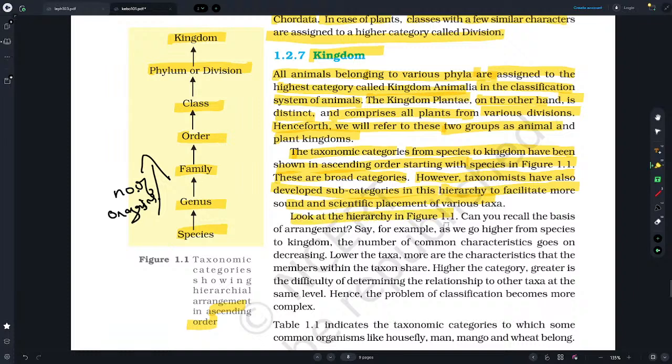Look at the hierarchy in figure 1.1. Can you recall the basis of arrangement? Say, for example, as we go higher from species to kingdom, the number of common characteristics goes on decreasing. Lower the taxa, more are the characteristics that the members within the taxon share. Higher the category, greater is the difficulty of determining the relationship to other taxa at the same level. Hence, the problem of classification becomes more complex. As we ascend the ladder here, the number of similarities keeps on decreasing.